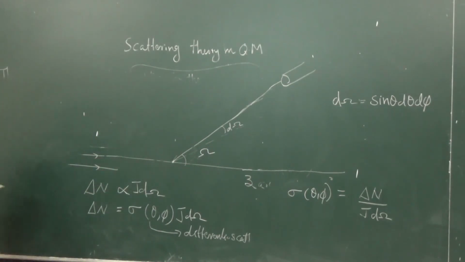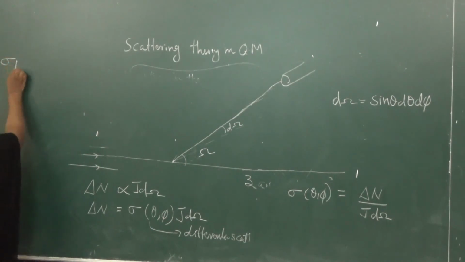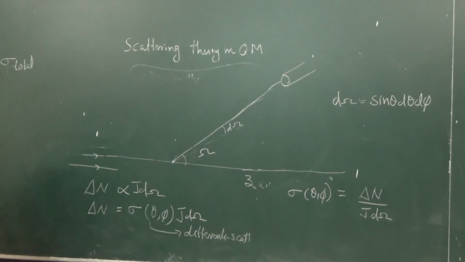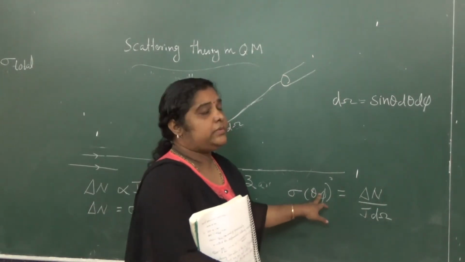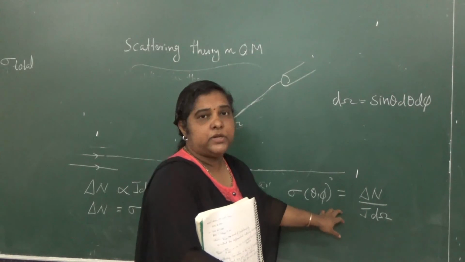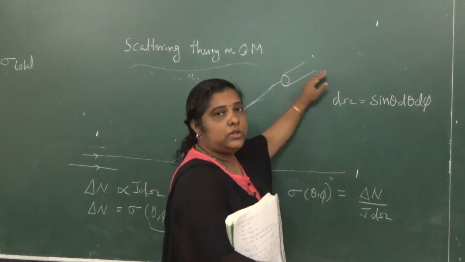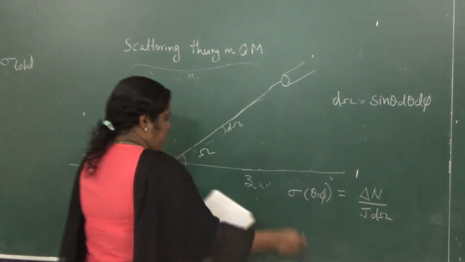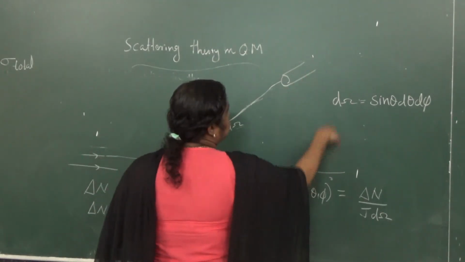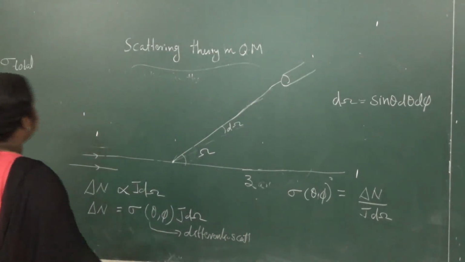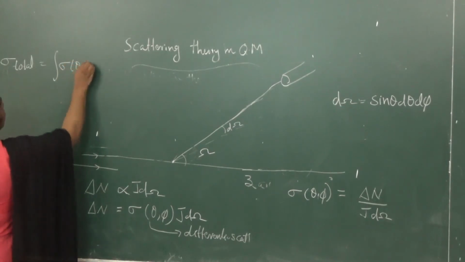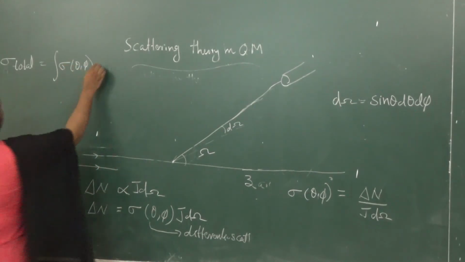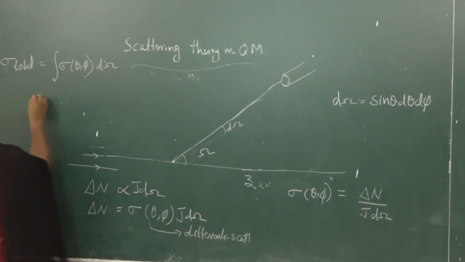Sigma total is the total cross section. This is sigma theta phi. The total scattering cross section will be obtained by integrating over all directions. Sigma total is equal to the integral of sigma theta phi d omega.